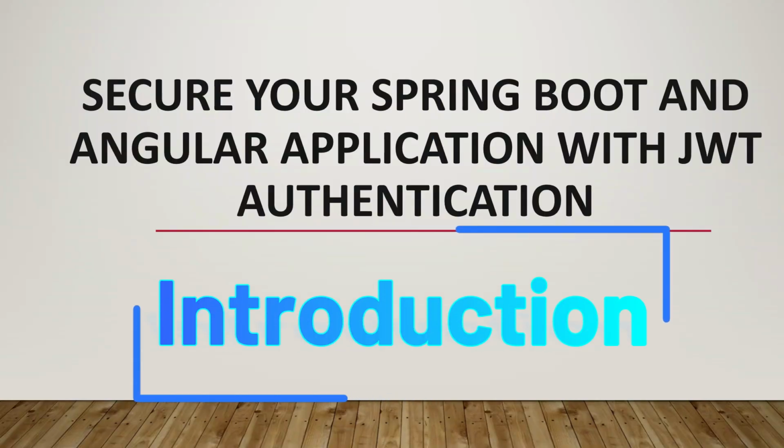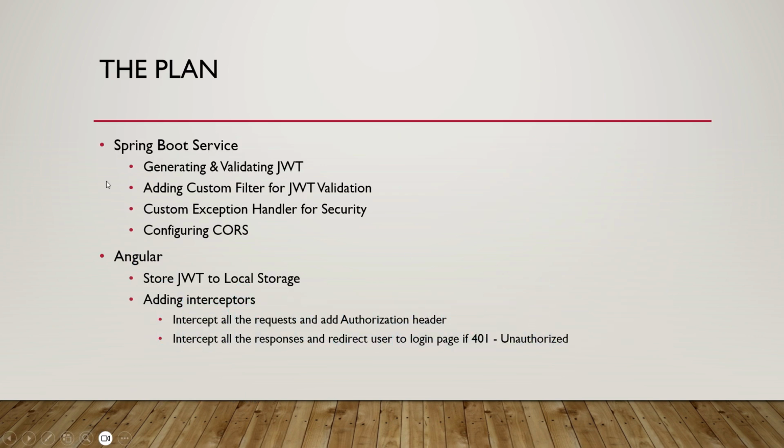We are going to implement the JWT authentication in this video, and the plan is to generate and validate the JWT, and we're going to add a custom filter that is going to help us in validating the JWT token, and also an exception handler that will return 401 when the authentication fails. And we are also going to add a CORS configuration, which is going to allow our Angular application, which is running on a different domain, to access the backend resource.